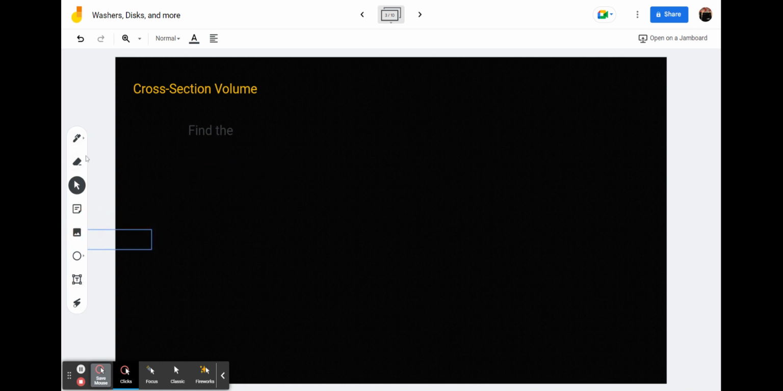Let's say we're told to find the volume of a solid whose base is bounded by x squared plus y squared equals 9. And the area is a cross-section taken perpendicular to the x-axis, an isosceles right triangle with legs meeting at right angles on the base. What does this mean? So let me draw out this graph.